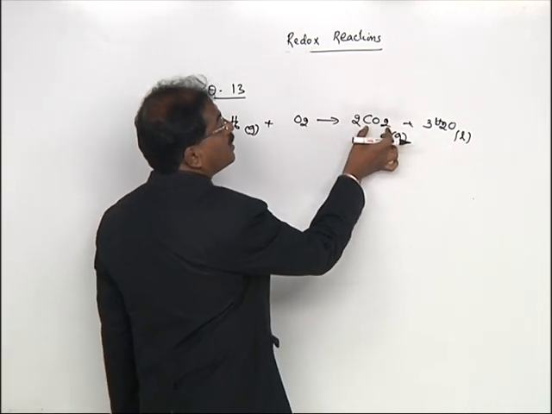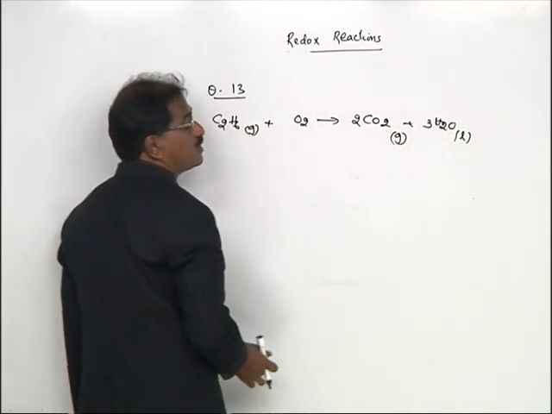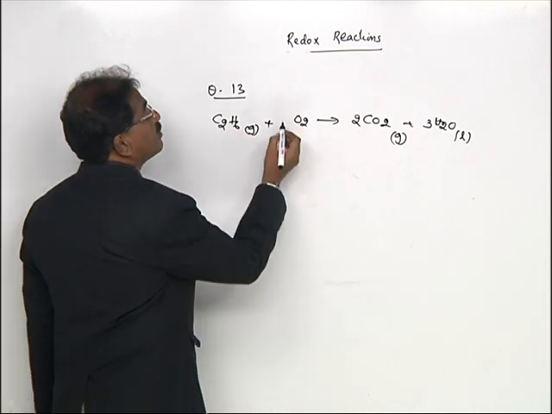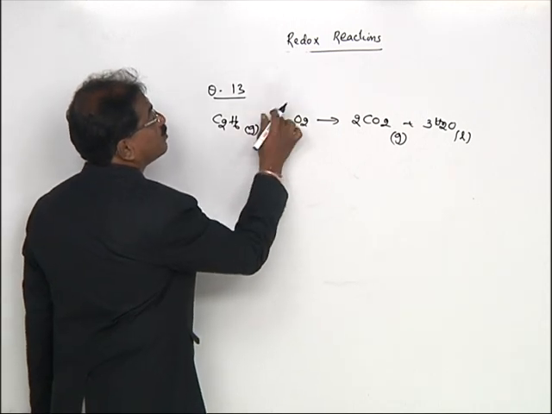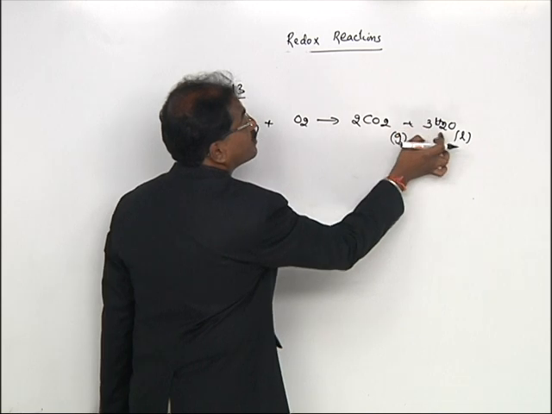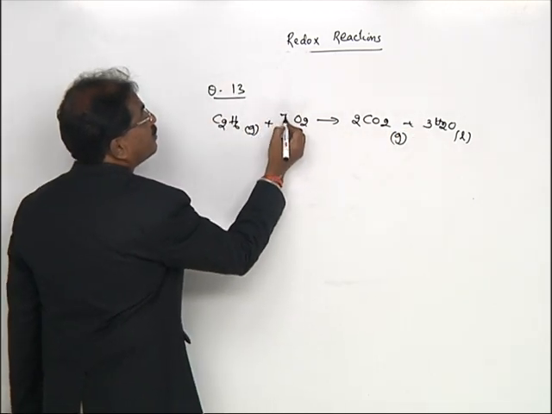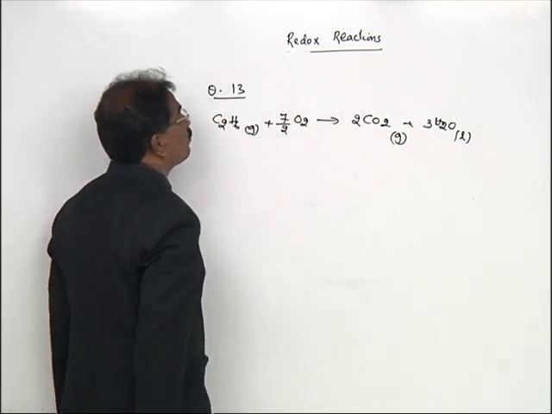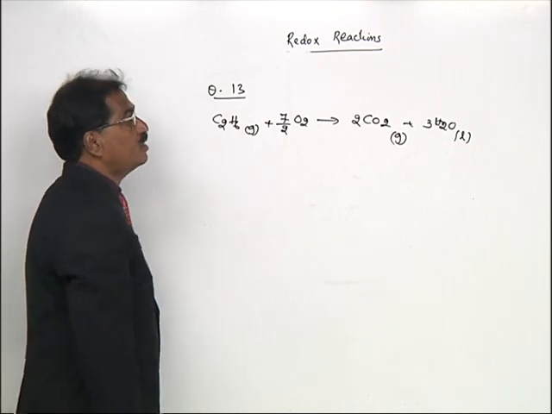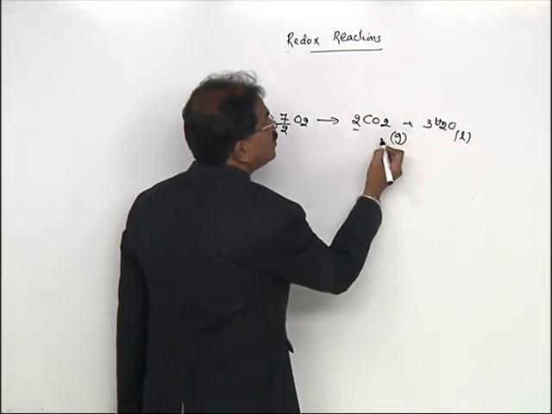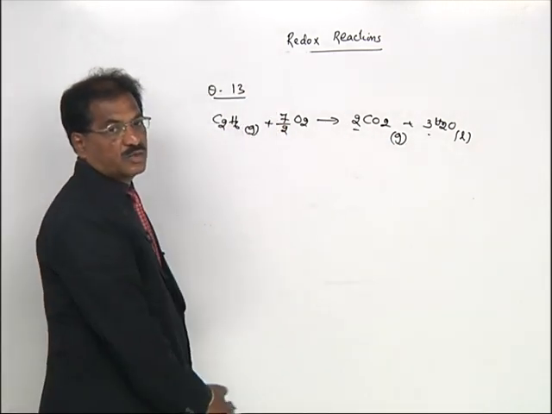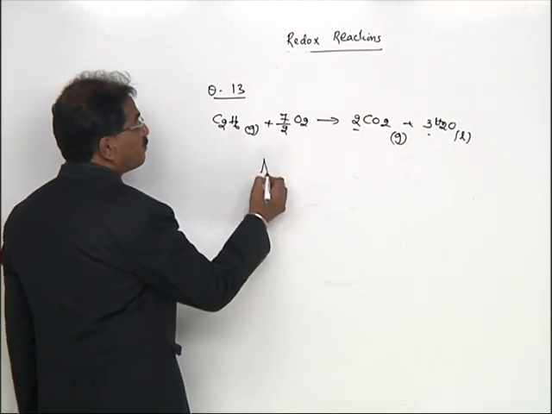Next, now adjust the coefficient of the oxygen. Here 4 oxygen atoms, here 3 oxygen atoms, total 7. Therefore, 7 oxygen atoms we have to show here. So, therefore, here 7/2 O2. Therefore, the mole ratio of the CO2 and H2O is 2:3. 2:3 is given in the second option.